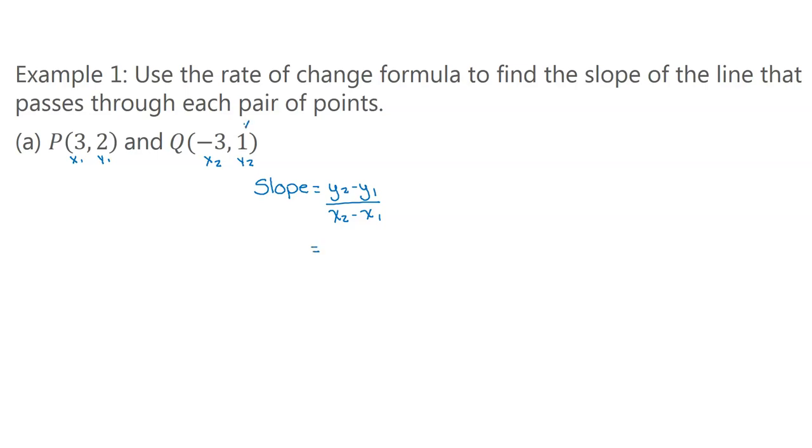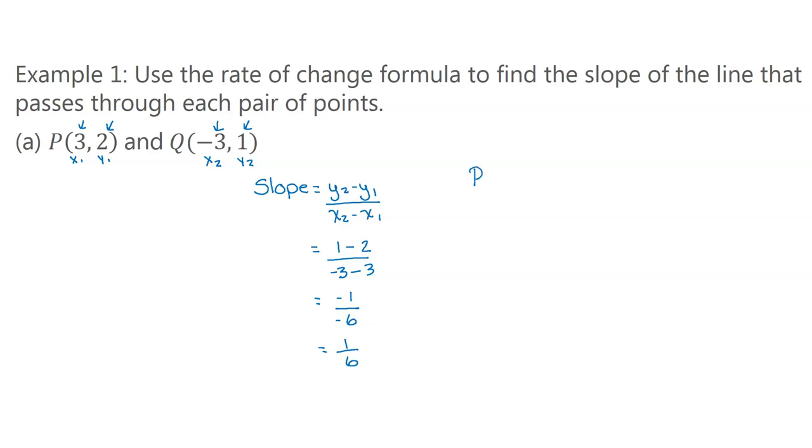So now I just need to fill in the numbers into the formula. So we'll start with y2, which is 1, minus y1, which is here, which is 2. Then I divide that by the x2 value, minus the x1 value, which is 3. Now working this out, I get negative 1 in the numerator, and in the denominator, I get negative 6. Now a negative divided by negative is a positive, so I'm going to rewrite this as 1 over 6.